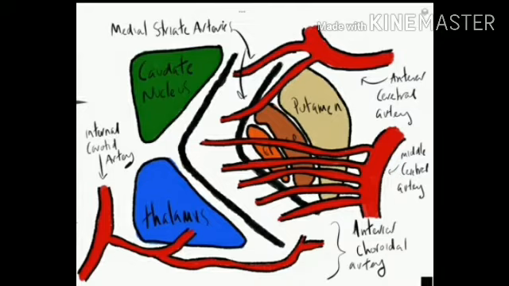The lenticulostriate arteries branch from the M1 segment of the middle cerebral artery. These arteries are small branches ascending to supply the internal capsule, particularly the striatum. These are some features of the internal capsule and its blood supply.